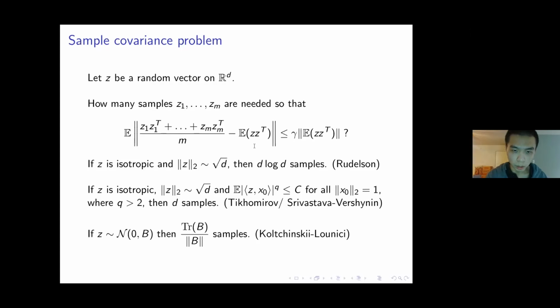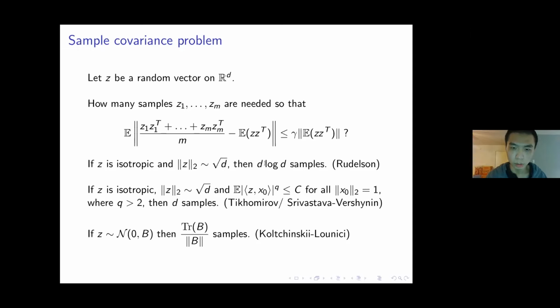This problem has been studied a lot for the isotropic case. If it is isotropic, the order is of order root D. Not just the expected value of this thing squared, but in the strongest sense, this is of order root D. Then D log D samples is enough.